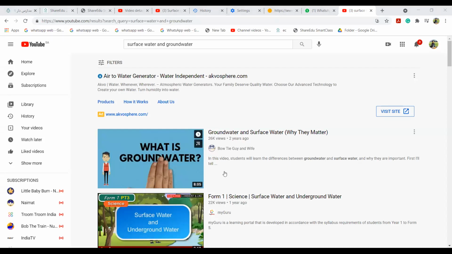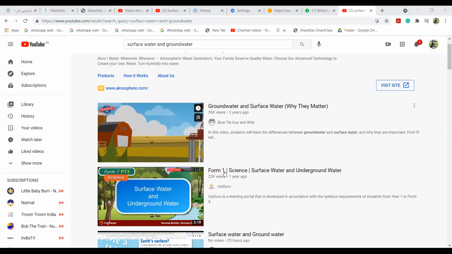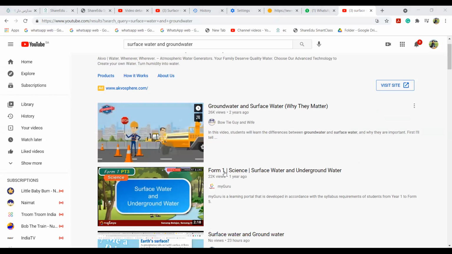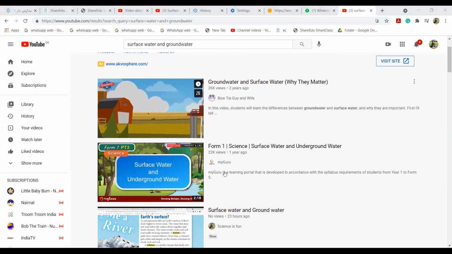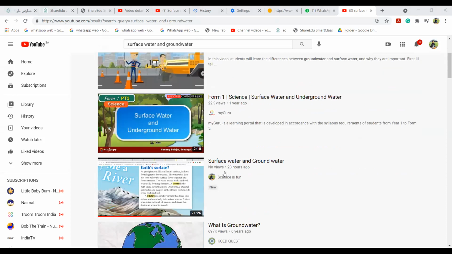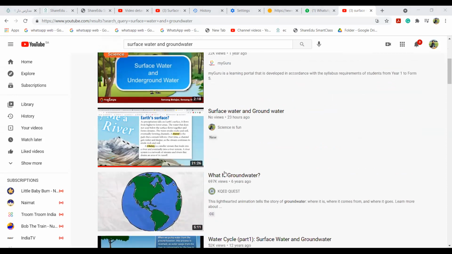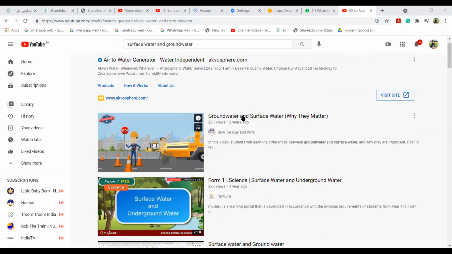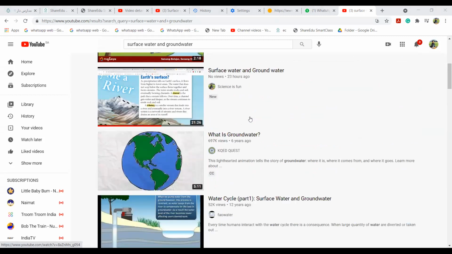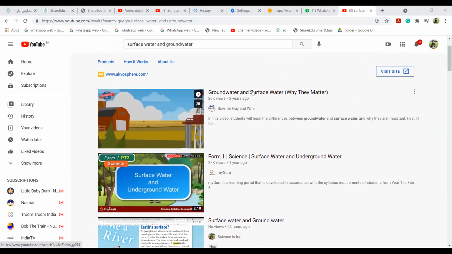So girls, this will explain to you the difference between surface water and groundwater, what is a groundwater and what is a surface water, what is the channel, what is the tributary. This will explain it in a better way.